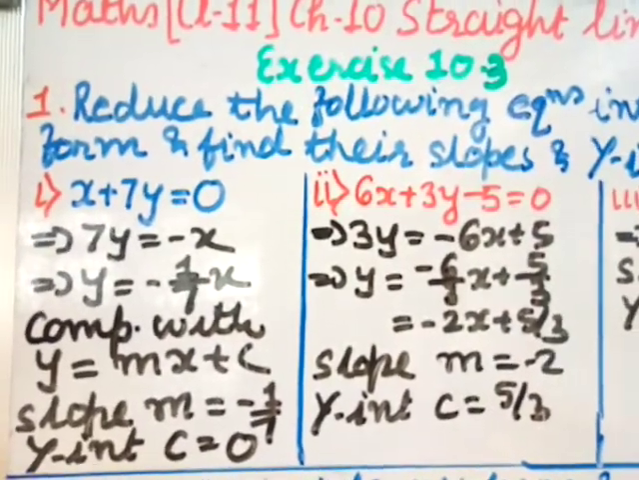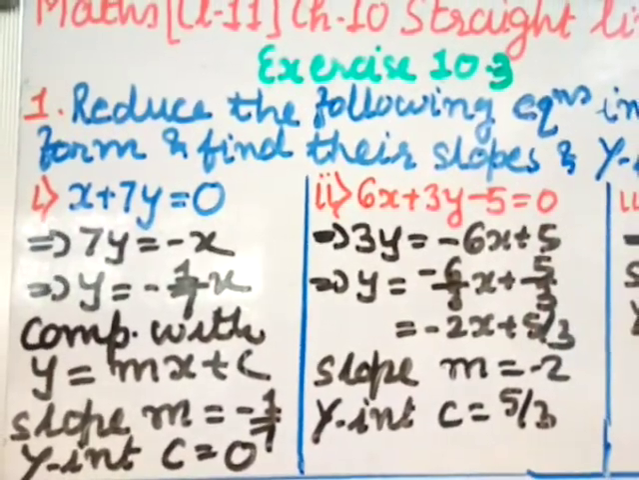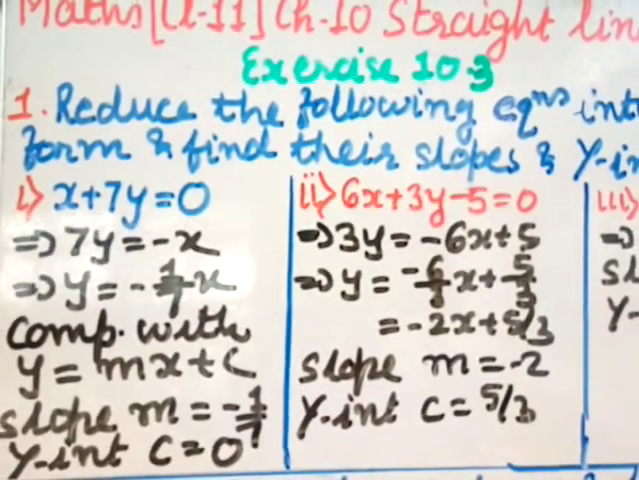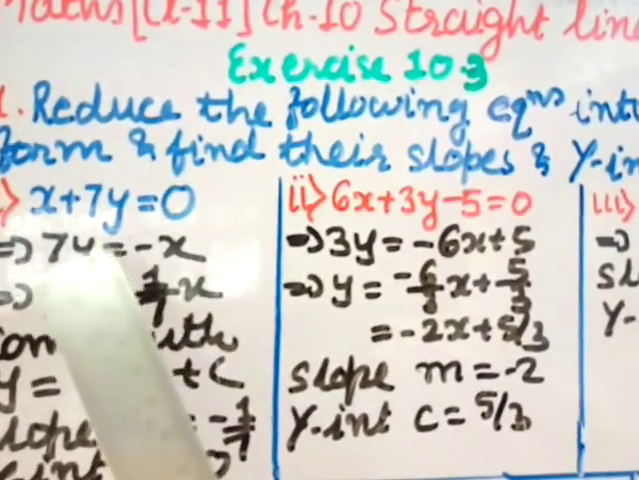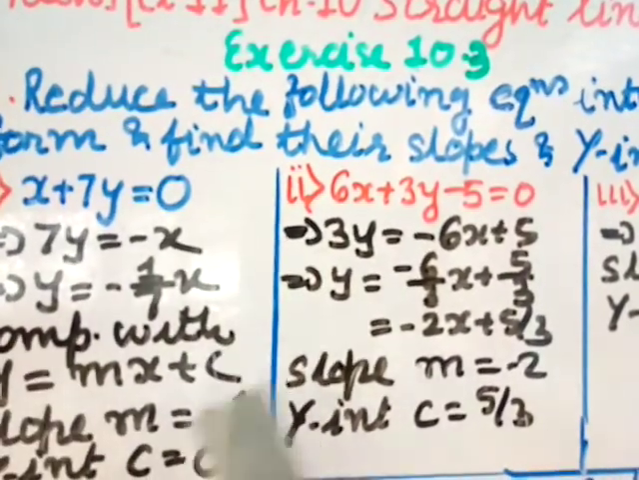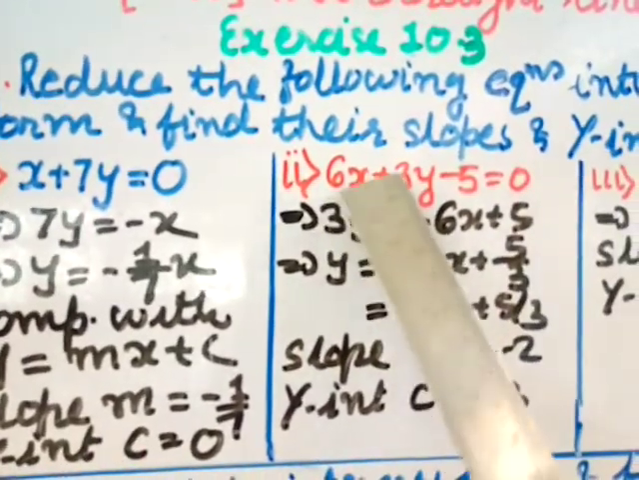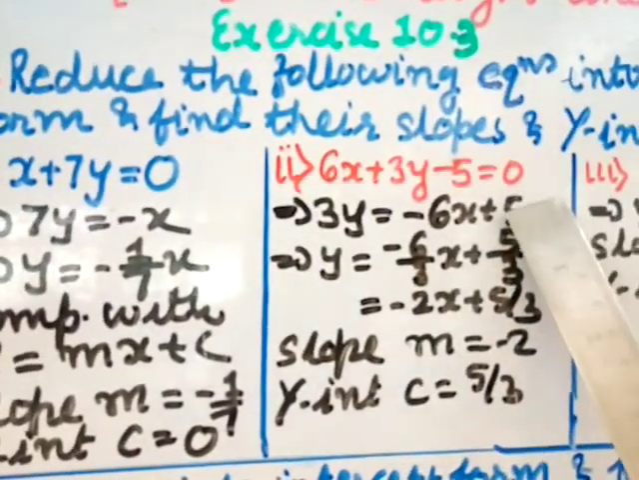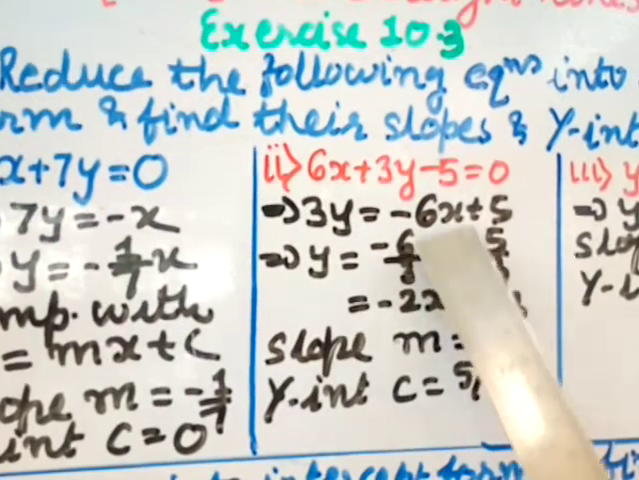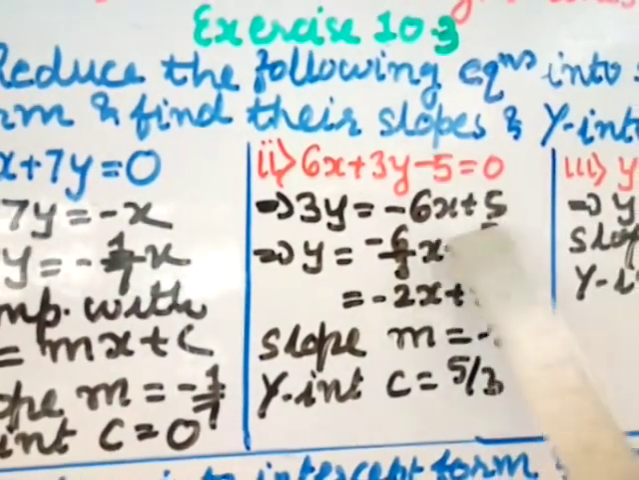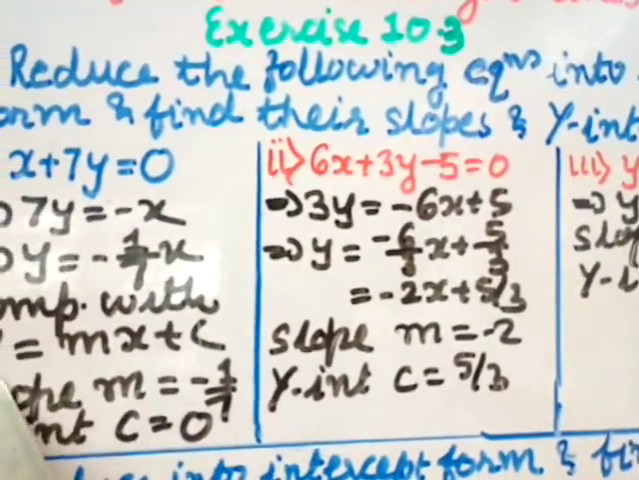Roman number 2, 6x plus 3y minus 5 equal to 0. Okay. Similarly, keep this y term here and rest of the terms you transfer over here. So 3y as it is and this 6x transfer over here. So equal to minus 6x. Minus 5 transfer over here. So plus 5.